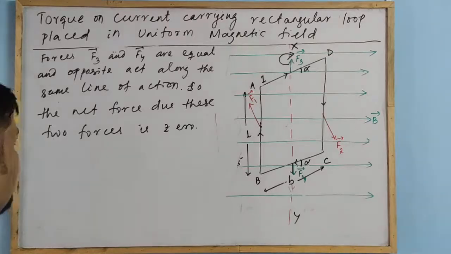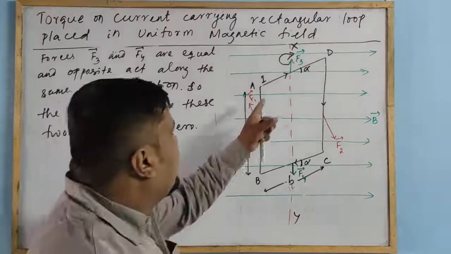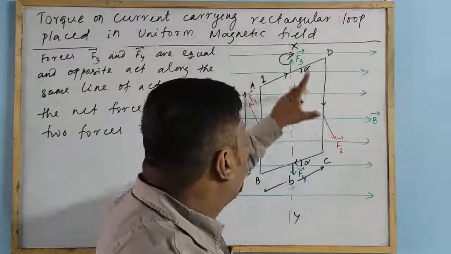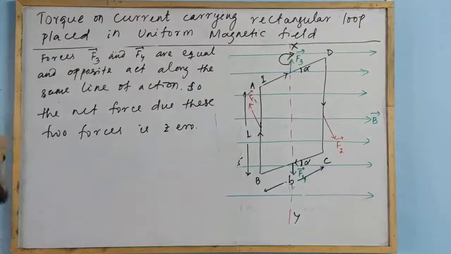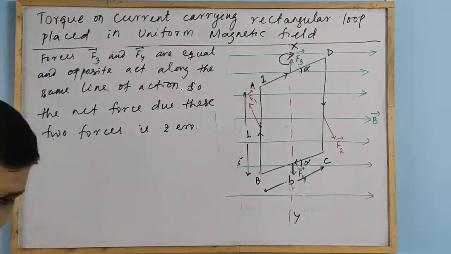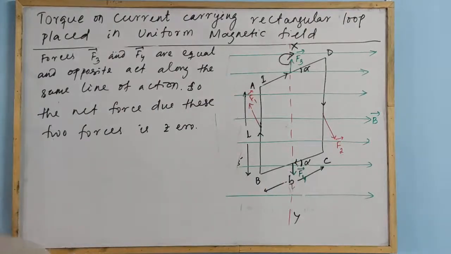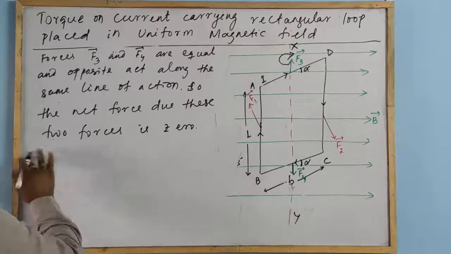Now next we will calculate F1, F2, F3, F4. These two cancel, so we will not consider F3 and F4. But come to F1 and F2. Now what about this F1 and F2? Let me write this. Only the two forces.